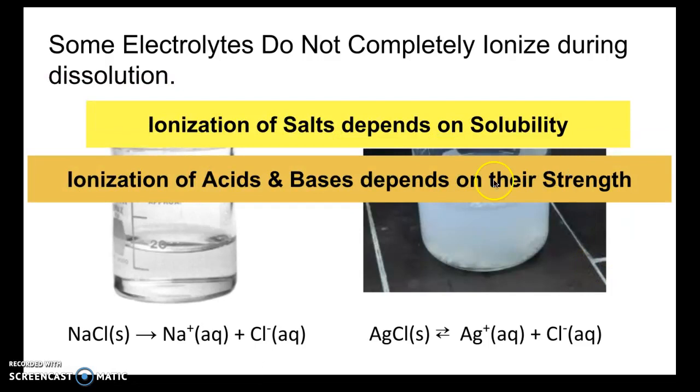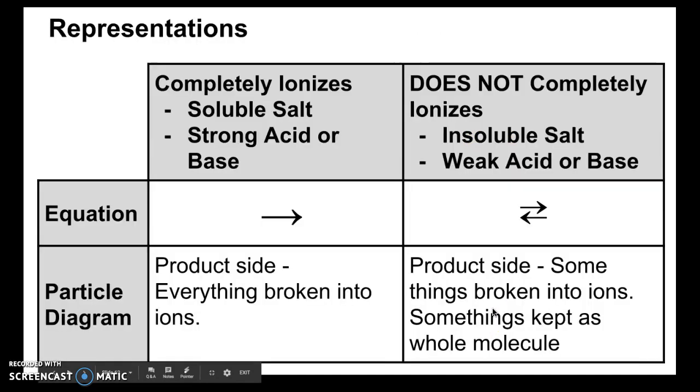And for acids and bases, ionization depends on their strength. So strong acids and bases will completely ionize, so we use these single arrows to represent that, and then weak acids and bases will not, so we'll use these double arrows. All right, so to summarize the representations: again, for cases where it completely ionizes, we use the single arrows, and then for where it does not, we use the double arrows.